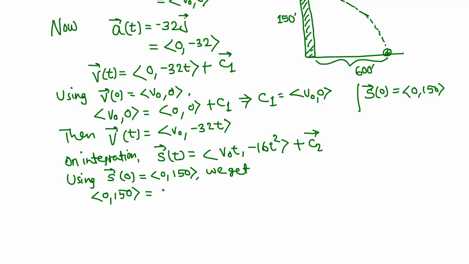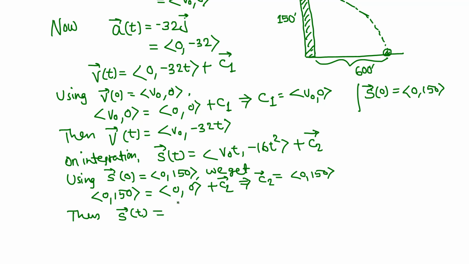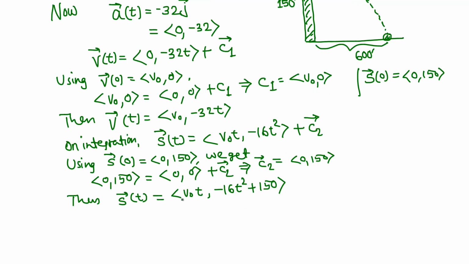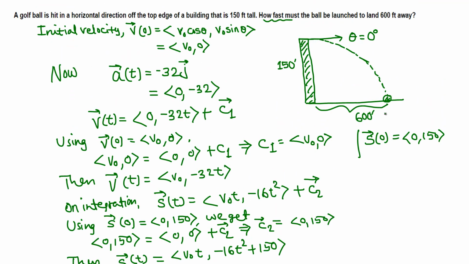Plugging in 0, we get 0, comma, 0, plus c2. We don't have to subtract anything, we just get c2, which is the vector 0, 150. Back substituting, the position at any time t is v naught t, comma, negative 16 t squared plus 150. Now, we know that the ball hits 600 feet away.